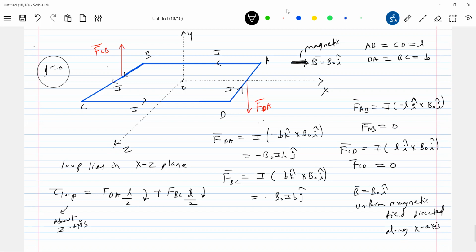So this loop is experiencing a torque, about the Z axis here. And if you look at the magnitude, both the magnitudes are the same, no? FDA and FBC, both magnitudes are the same, and both are in the same sense.